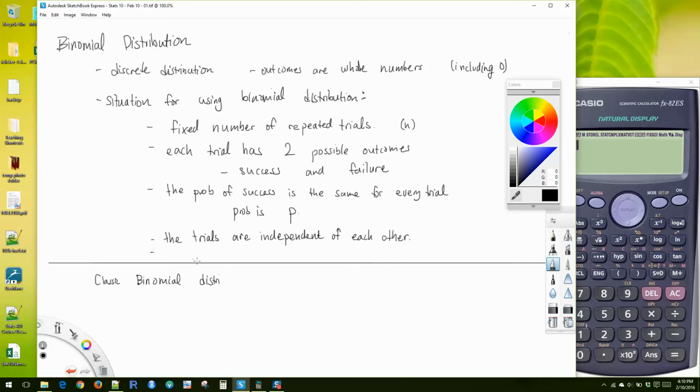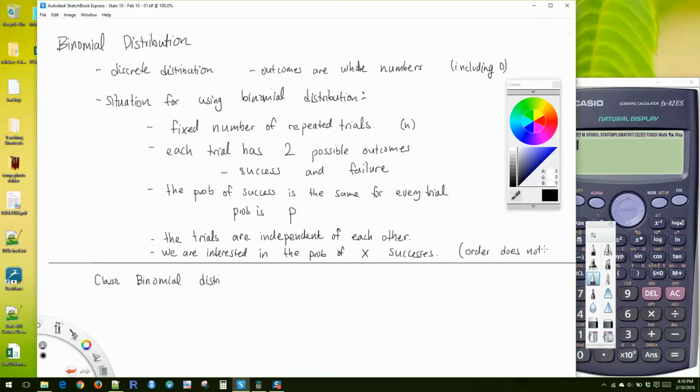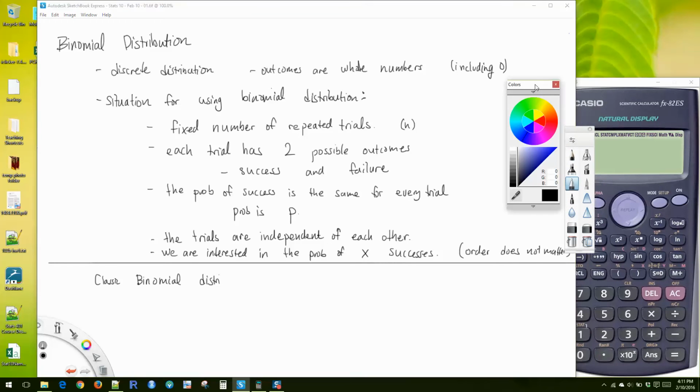Oh, I'm sorry, I'm leaving off an entire thing. The situation for binomial: trials are independent of each other, and then the value we are interested in is the probability of a certain number of successes. So we are interested in the probability of X successes, and it's just the number of successes. The order of successes does not matter. So we're interested in the probability of just the number X of successes.